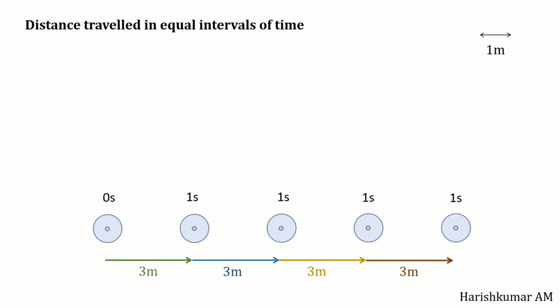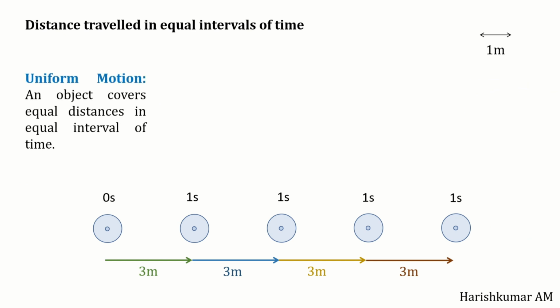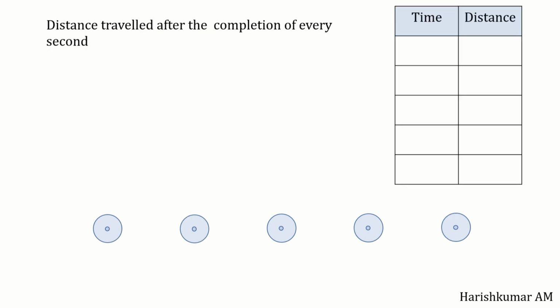Here it is self-evident that the distance covered by an object under uniform motion is equal at equal intervals of time. Here comes the definition of uniform motion. And now let us tabulate the time and distance data of an object which is under uniform linear motion.